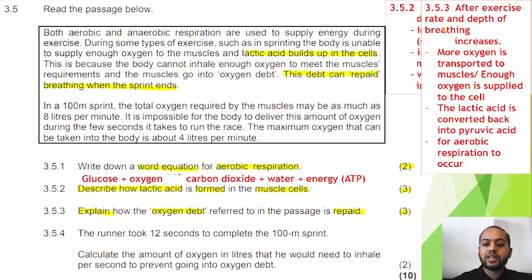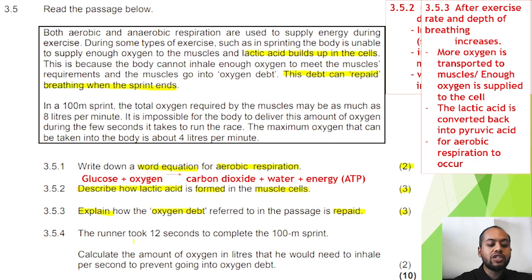So I'm going to go through that again. After the strenuous exercise activity, the rate and depth of breathing increased. You now have more oxygen being transported to your muscles. The lactic acid which you initially had will be converted into pyruvic acid. And once converted into pyruvic acid, the normal aerobic respiration can now occur. So you can now move on to the Krebs cycle and oxidative phosphorylation. 3 marks for that question.